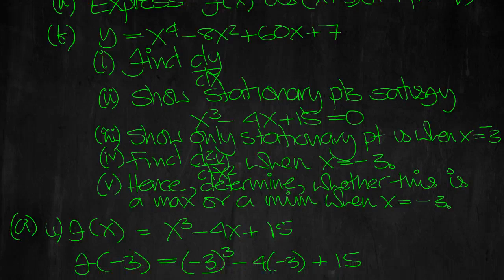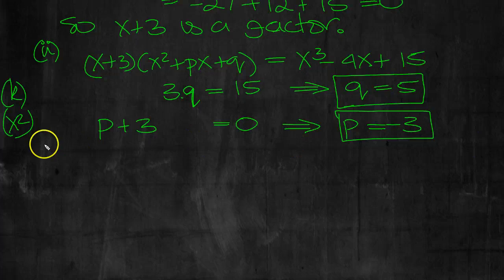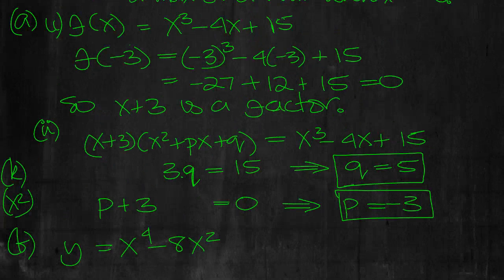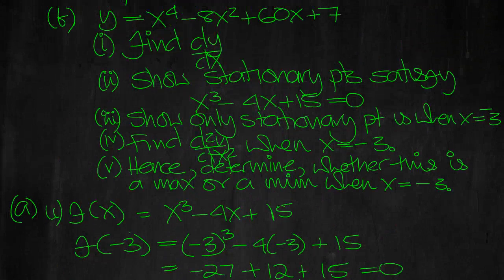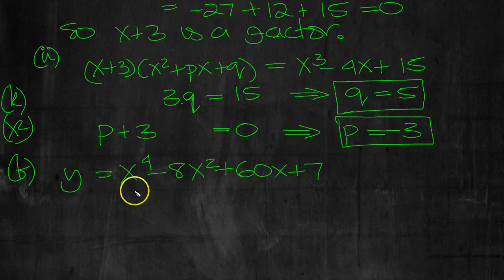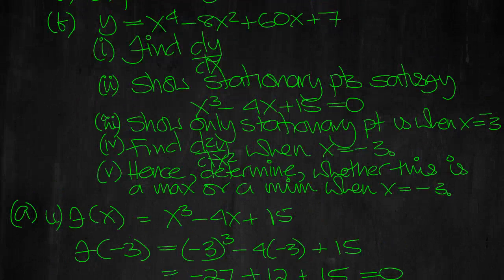Part B, we've got this, find dy dx. So we've got y equals x to the 4 minus 8x squared plus 60x plus 7. I'll write it down now. So that's the question, and let's look back at the question now. Sorry about this, it's a long question.